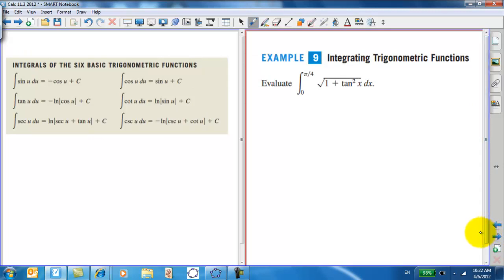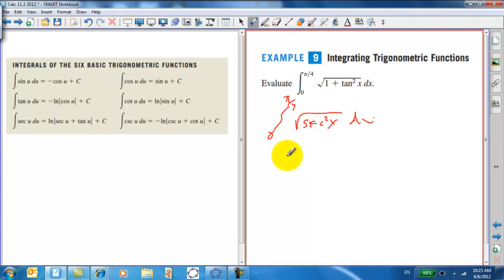So integrating the square root of 1 plus tangent squared dx. And this time we're going to do a definite integral from 0 to pi over 4. Well, 1 plus tangent squared is secant squared, so it's a good idea to actually simplify what you've got inside here first. So we get the integral from 0 to pi over 4 of the square root of 1 plus tangent squared, which is secant squared, dx.